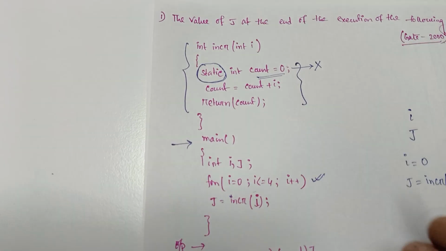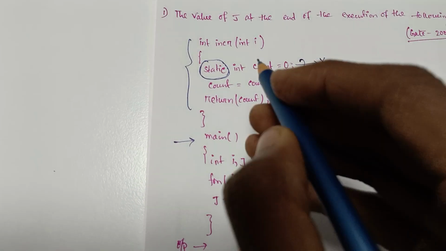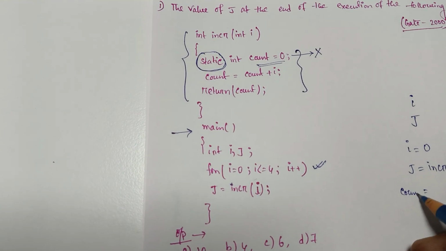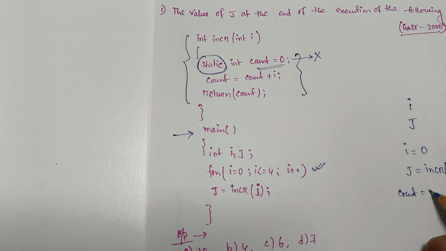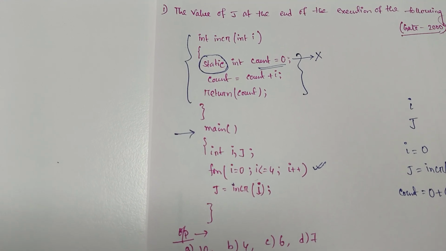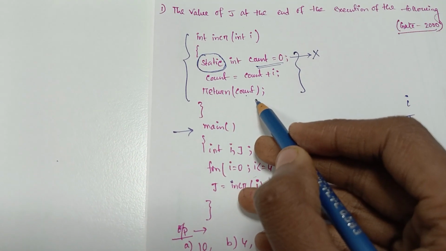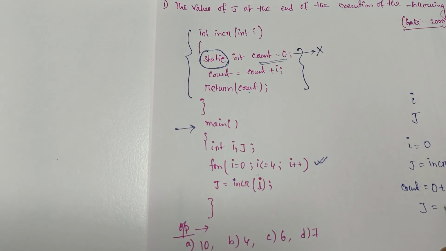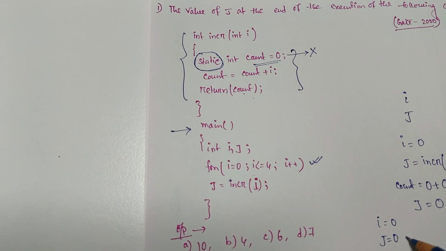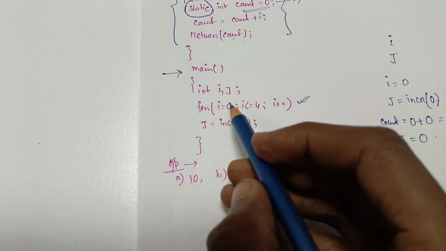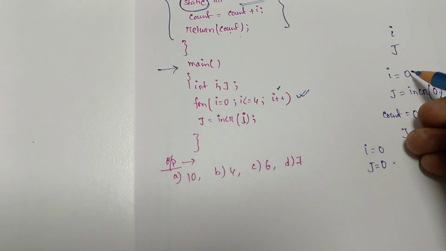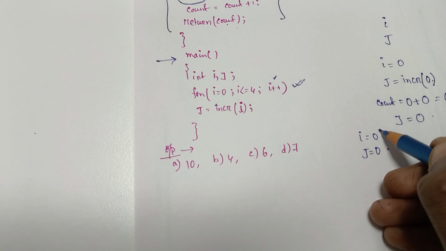Then count becomes count plus i, so count is 0 plus i value 0, which is 0. This returns the count value, so j is now 0. When i is 0, j is 0. For the next iteration, i is incremented in this loop from 0 to 1.